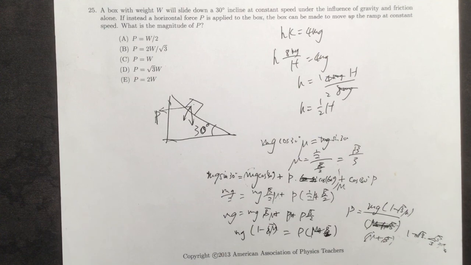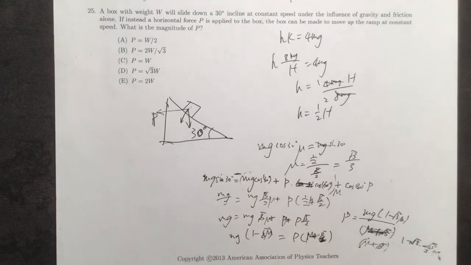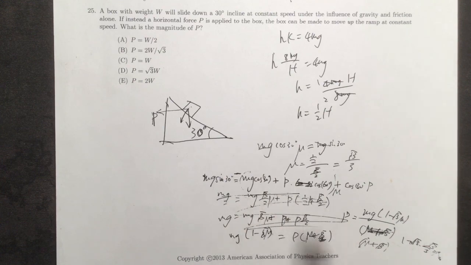Over here, mg times sine theta. Oh no, mg times cosine theta plus P times cosine of 60 degrees, and 30 degrees. Maybe this should be a minus sign because the friction force is always against the direction of the object's movement. So now we messed them all up, so let's just recalculate them all here.